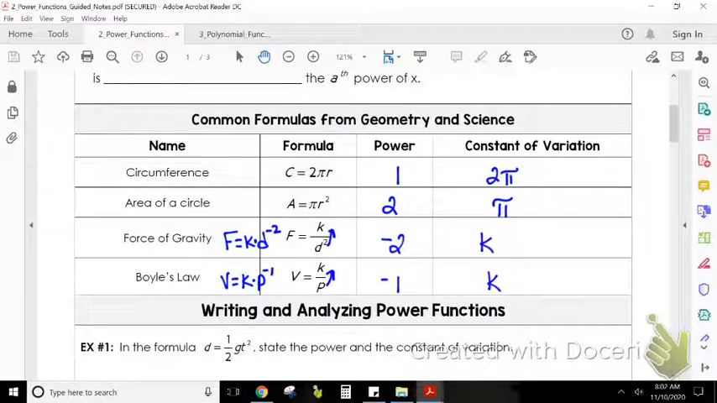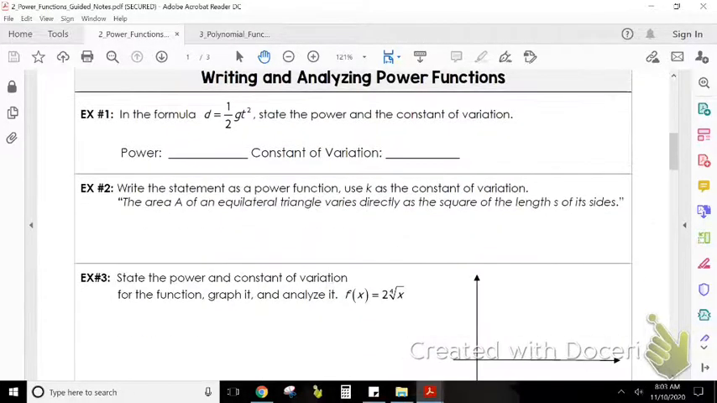All right, so writing and analyzing power functions. And it says in the formula D equals 1/2 g t squared, state the power and the constant of variation. Well, we can see our power is the exponent, the 2. And so that means t is our variable. So our constant of variation is going to be the 1/2 g.